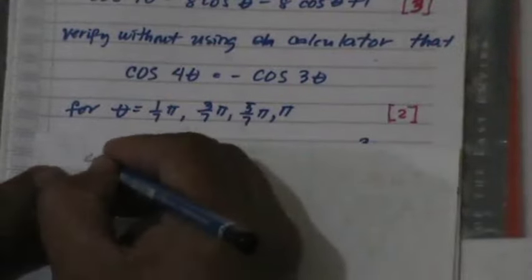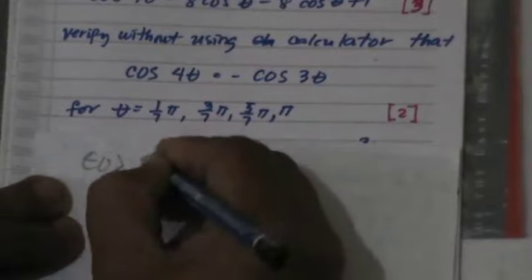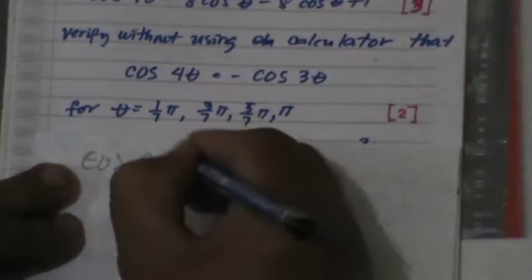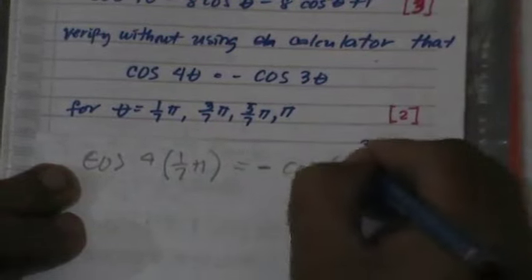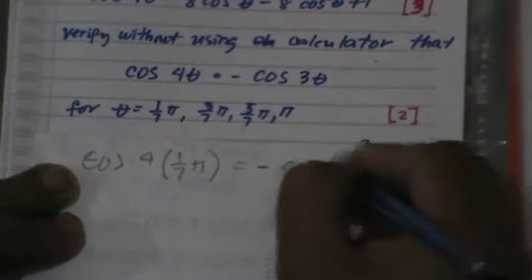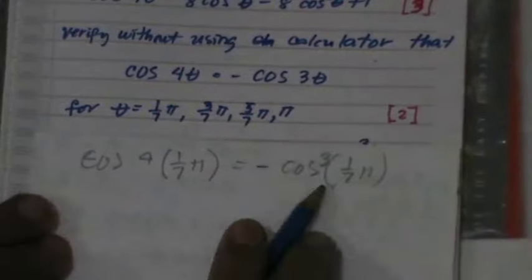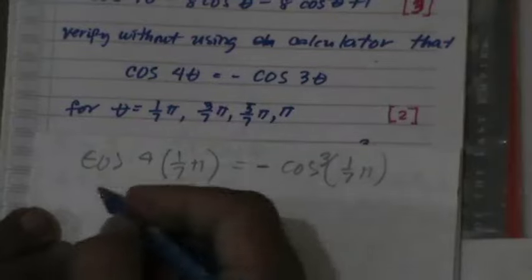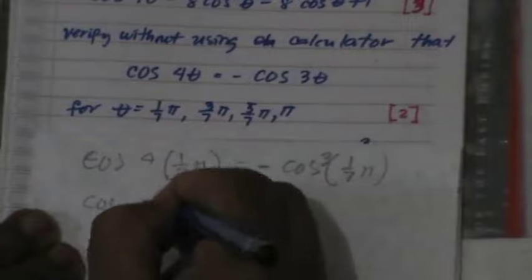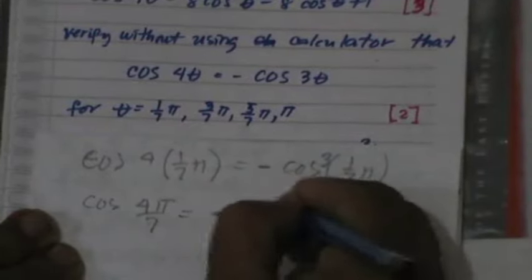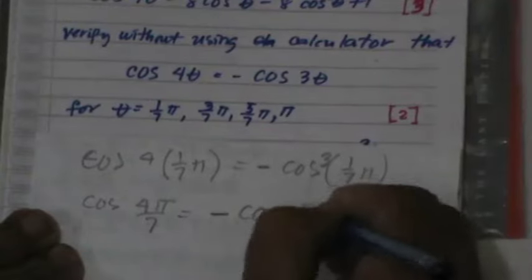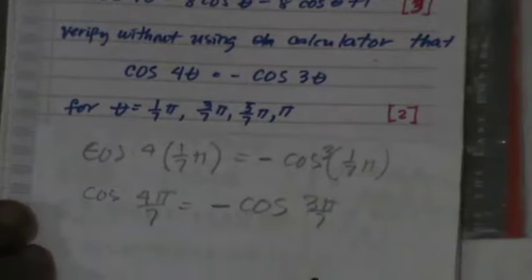So the plan is to plug in this theta there. So you have cosine of 4 times 1 over 7 pi is equal to the negative of the cosine of 1 over 7 pi. I forgot the times 3, there's a times 3 there. So if we can show that the cosine of 4 pi over 7 is equal to the negative of the cosine of 3 pi over 7, then we are good.